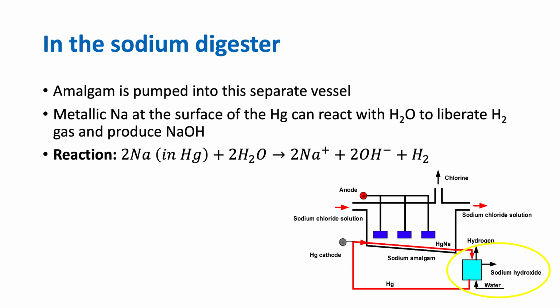Okay, so in the sodium digester, an amalgam is pumped into a separate vessel. The metallic sodium at the surface of the mercury can react with water to liberate hydrogen gas and produce sodium hydroxide. And here is the reaction. So please take note of this reaction. It can be asked of you.